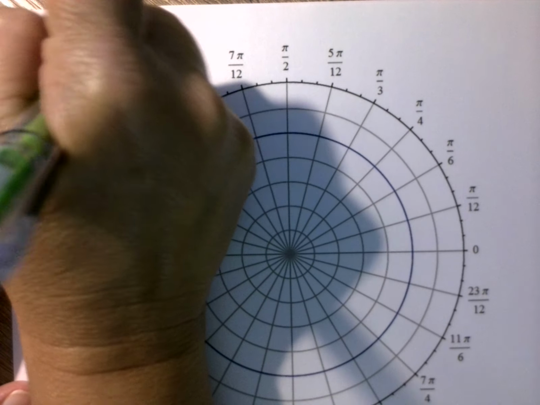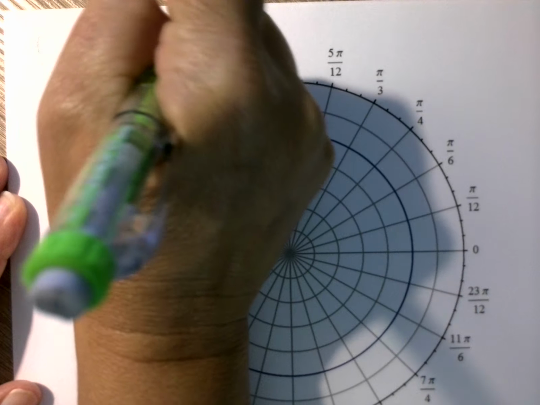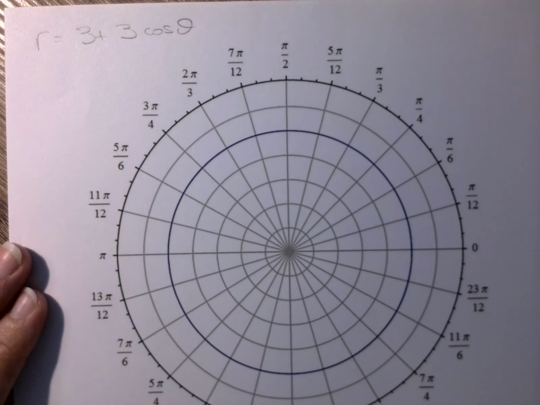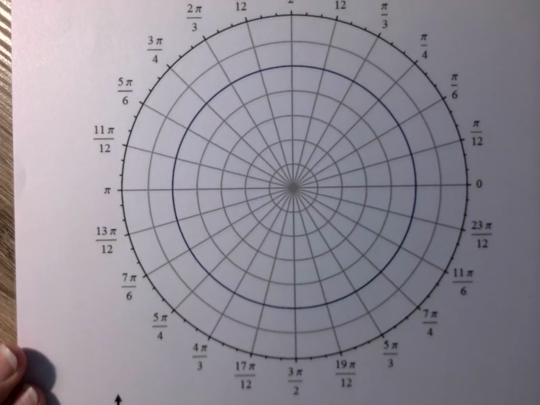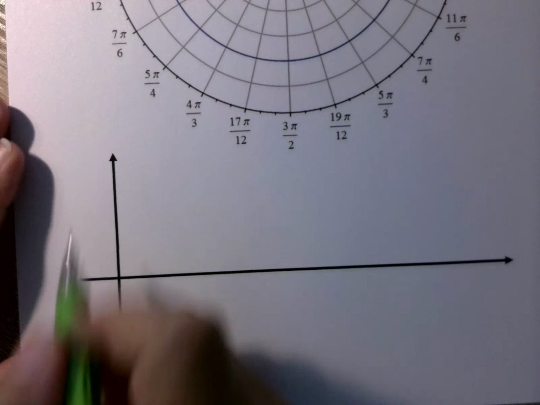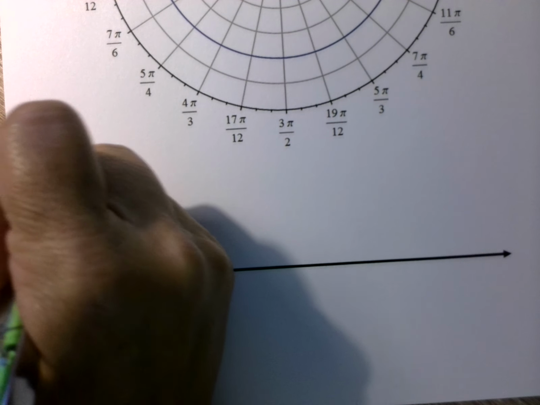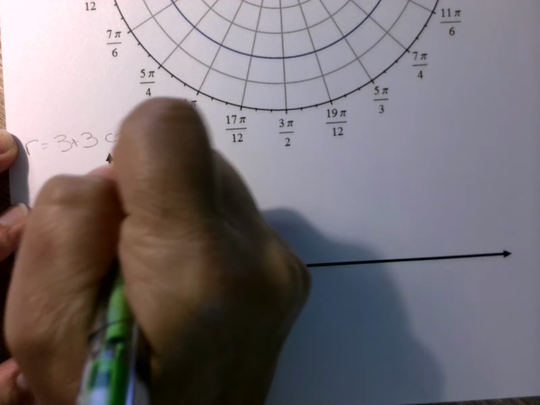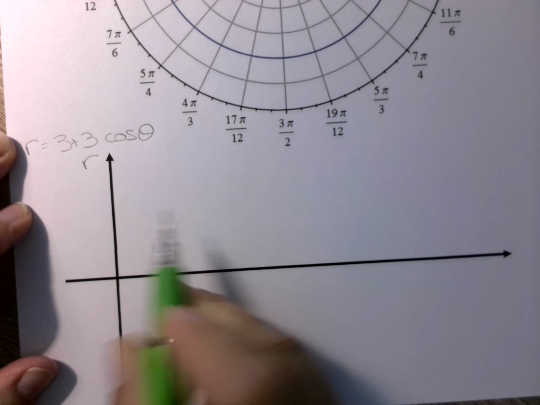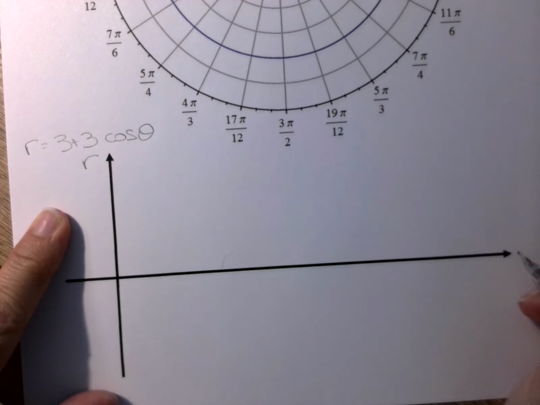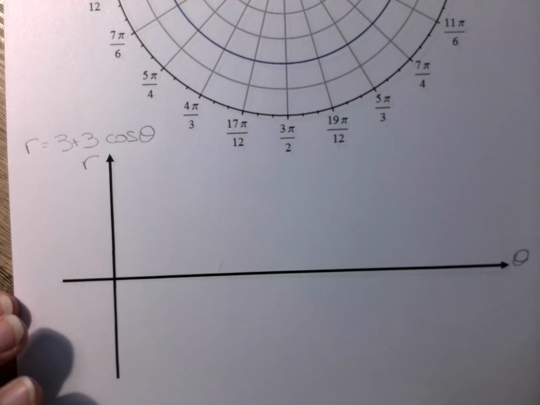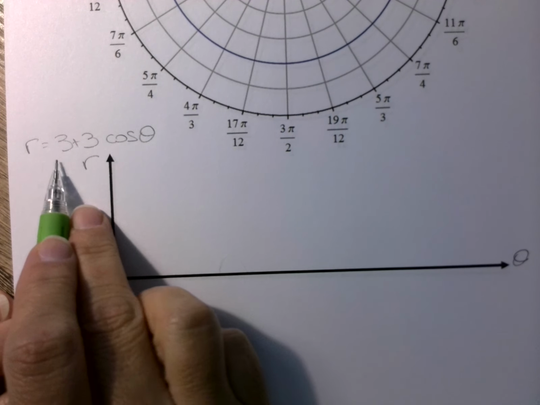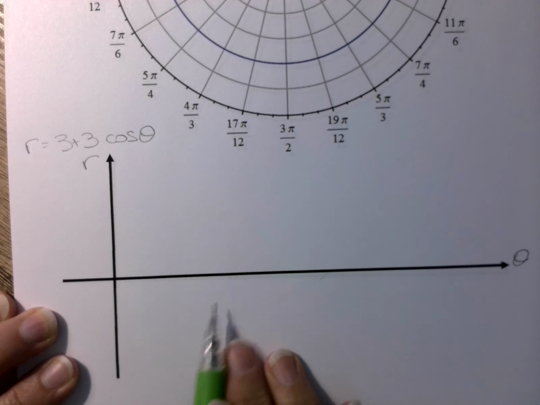We're going to start out with 3 plus 3 cosine theta. And what we're going to do is think about this graph in its rectangular form down here on this axis. So let me rewrite the equation there. We're going to let the y-axis be like our r-axis and the x-axis act as theta. And we're just going to sketch a graph of 3 plus 3 cosine theta down here, a graph we should be familiar with.